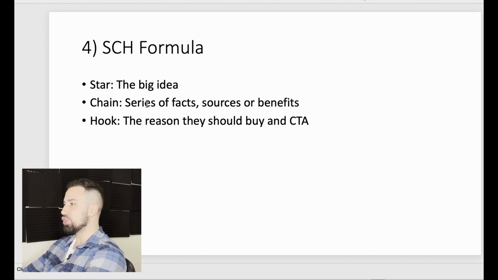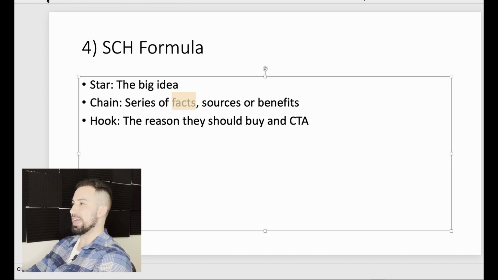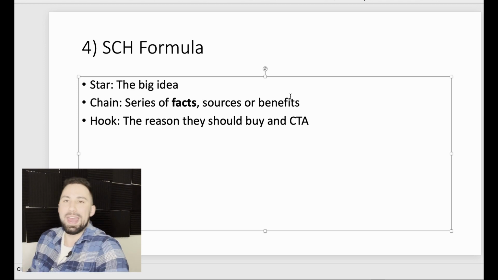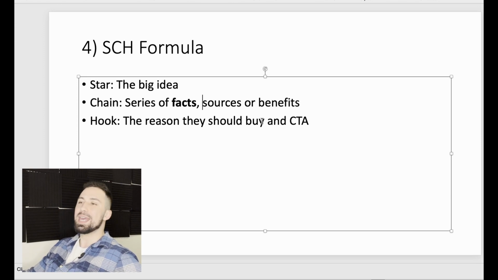That's the big idea. Chain, series of facts, sources or benefits. Usually what I suggest, use facts instead of benefits, because benefits, you either way have to put benefits in your copy, right? Hook, the reason they should buy, and a strong CTA. You might be saying, Jim, what the hell is this? I'll show you what I mean.